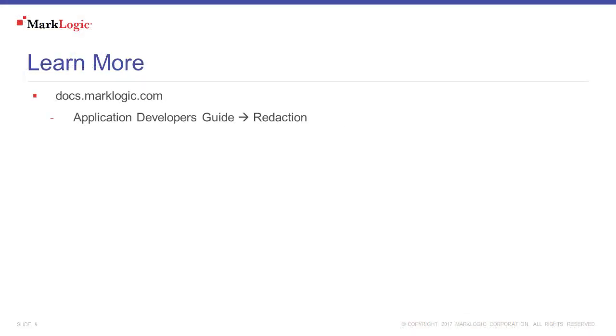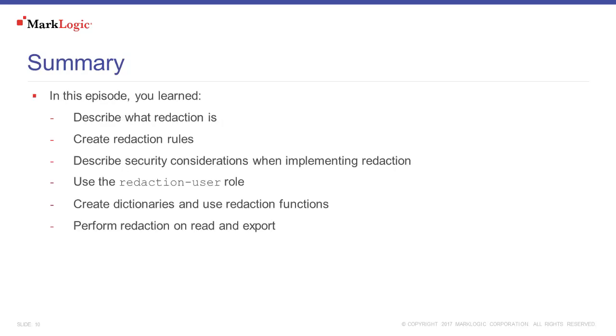In this tutorial, we introduced the key concepts around redaction and provided you with some hands-on examples of redaction in action. To learn more about redaction, check out the Application Developer's Guide in the documentation. In this episode, we focused on describing what redaction is, creating redaction rules, describing security considerations when implementing redaction, using the redaction user role, creating dictionaries and using redaction functions, and performing redaction on read and export.